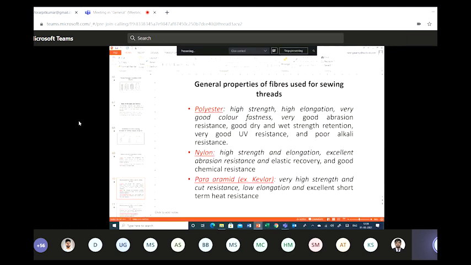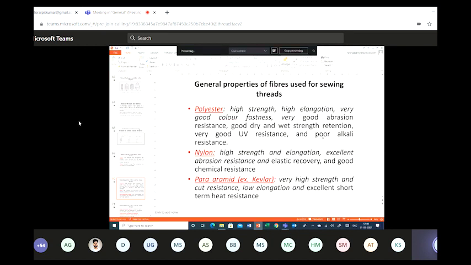Polyester thread is one of the most widely used threads. They have high strength, high elongation. In fact, elongation is manipulated during the manufacturing itself. And they have very good color fastness and very good abrasion resistance. And the strength is the same whether it's wet or dry. It is able to retain strength, and they have very good UV resistance. Whereas cotton and viscose don't have good UV resistance.